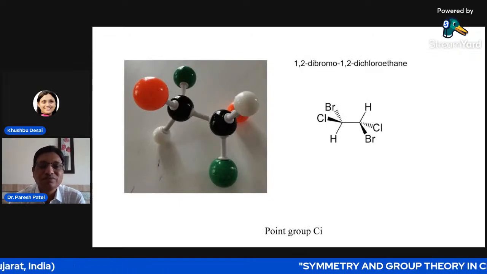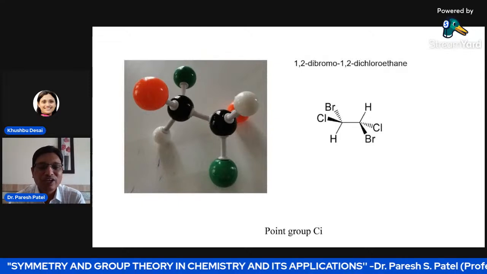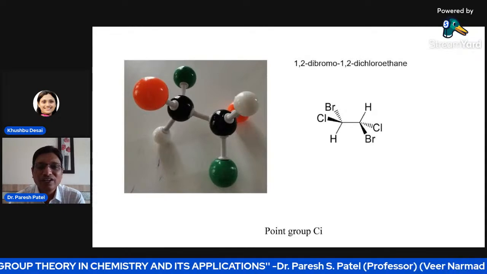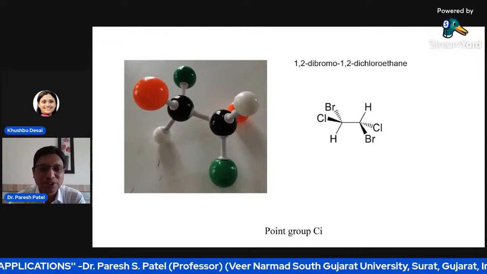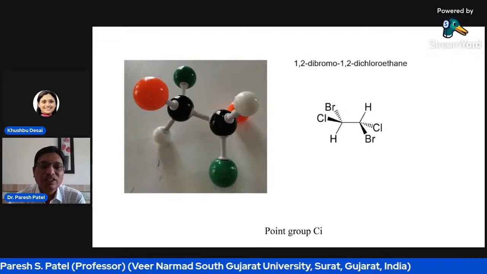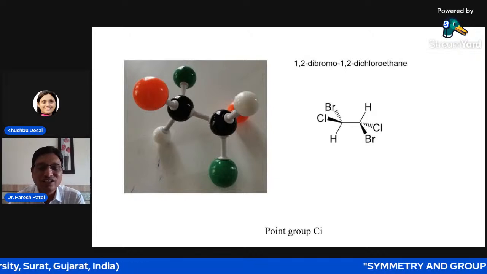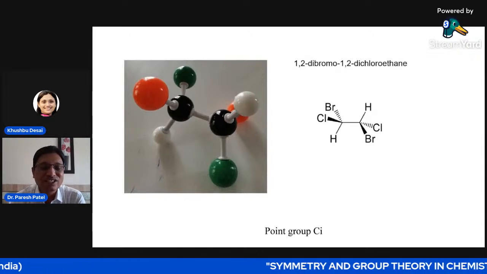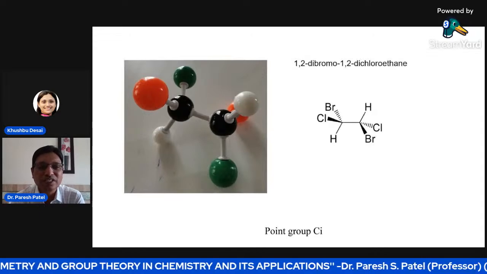yes, this is trans 1,2 dibromo 1,2 dichloroethane. Okay, now in this molecule there is no proper axis of symmetry, or the proper axis of symmetry is absent. This is not a planar molecule, but i is present, that is, a center of symmetry is present in this molecule. So we can assign Ci as the point group to trans 1,2 dibromo 1,2 dichloroethane. Next one, please.